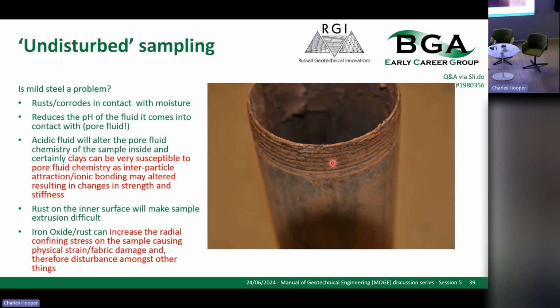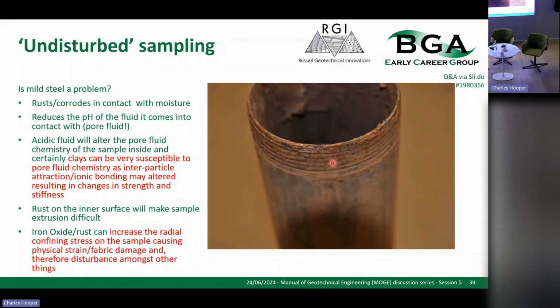Interestingly, this rust also has a physical effect. If it's actually growing on the inside of the tube, it's compressing the sample. So it's changing the sample fabric as well, which isn't very nice. So if we are being asked to measure stiffness and strength, we have actually just, in theory, over-consolidated whatever the sample is in there.